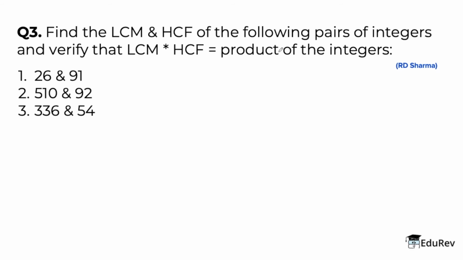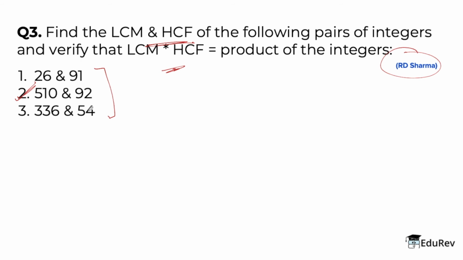Okay, so the next question states that we need to find the LCM and HCF of the following pairs of integers, and verify that LCM into HCF is the product of the integers. This is also one of the questions from R.D. Sharma, and there are three parts to it. So let's do one thing. I'll be taking up part 2 of this question, and the rest, part 1 and part 3, are your homework. You will observe how I'm solving part 2, and then after understanding it, you are going to solve part 1 and part 3.